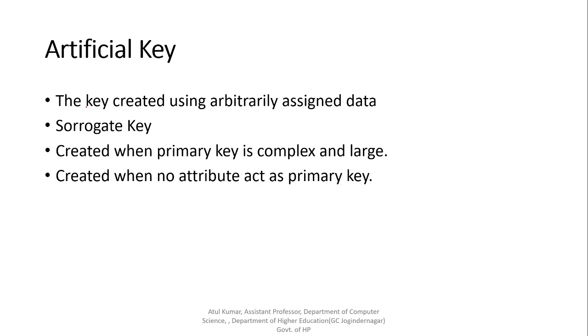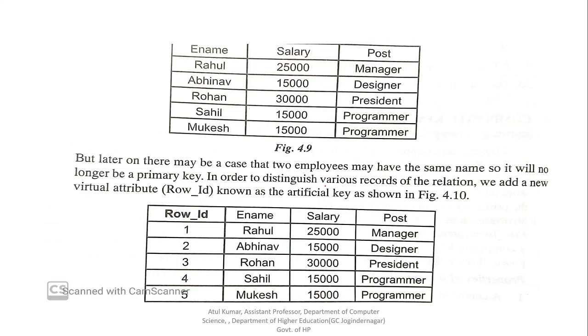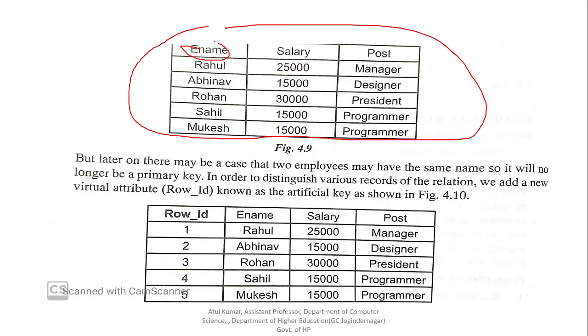Next key, we have an artificial key, and the key is created using arbitrarily assigned data. It is also known as a surrogate key, and it is created when the primary key is very complex and large to create. It is also created when no attribute can act as a primary key. For example, suppose we have a relation with attributes employee name, salary, and post. No key can act as a primary key.